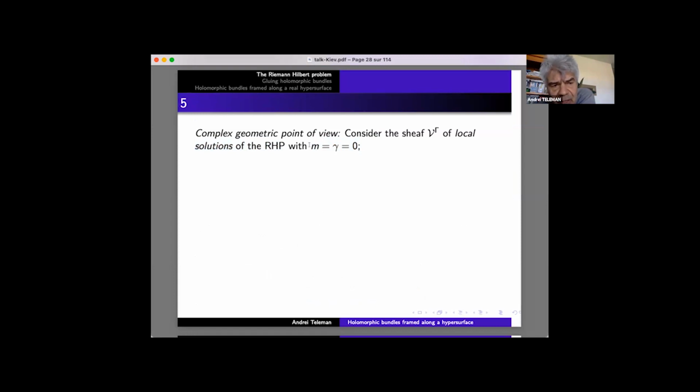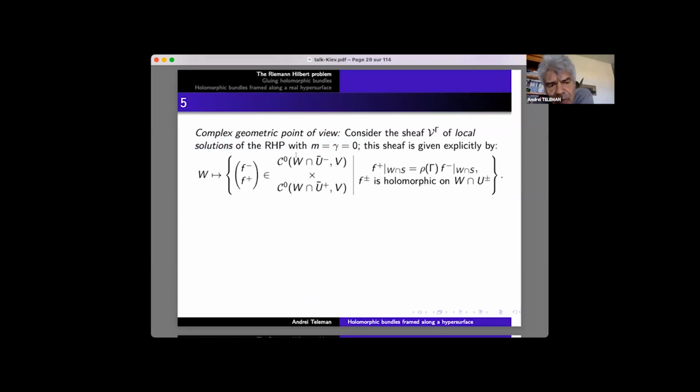What does it mean exactly? What is this sheaf? This sheaf can be defined in the following way. For me, the sheaf is a pre-sheaf which satisfies the usual conditions of completeness and separateness. Regarded as a pre-sheaf, this sheaf is defined explicitly in the following way. So exactly what I say here, the space of local solutions. What this means for an open set in P1, which this open set might intersect S.